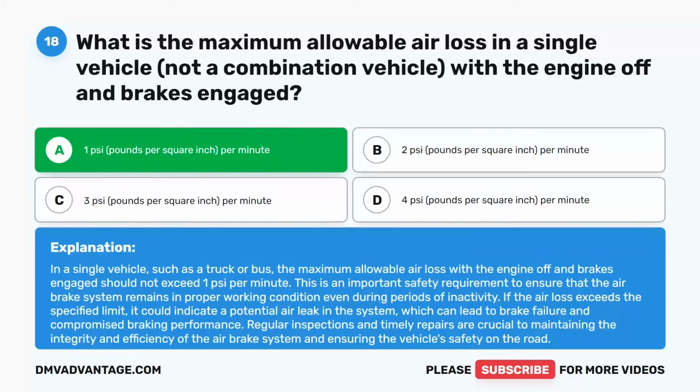In a single vehicle, such as a truck or bus, the maximum allowable air loss with the engine off and brakes engaged should not exceed 1 psi per minute. This is an important safety requirement to ensure that the air brake system remains in proper working condition, even during periods of inactivity. If the air loss exceeds the specified limit, it could indicate a potential air leak in the system, which can lead to brake failure and compromise braking performance. Regular inspections and timely repairs are crucial to maintaining the integrity and efficiency of the air brake system and ensuring the vehicle's safety on the road.